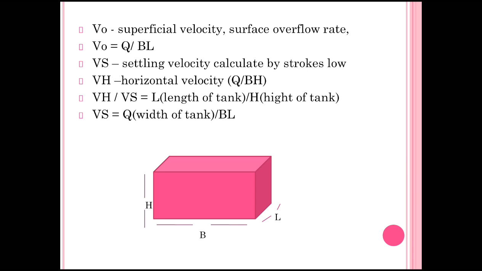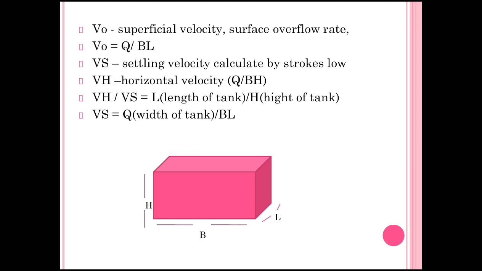Let us consider the formula shown in the diagram. There is a square dimension of one sedimentation tank. B is the width, L is the length and H is the height. So the formula for V naught, the superficial velocity, also called the surface overflow rate: V naught is equal to Q by BL.